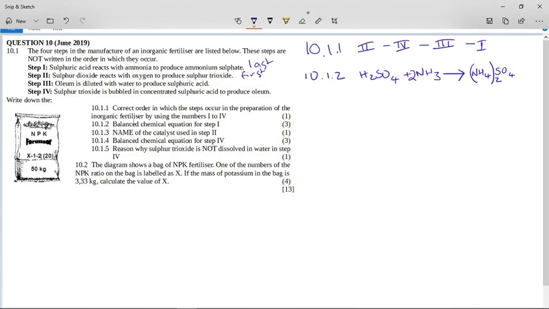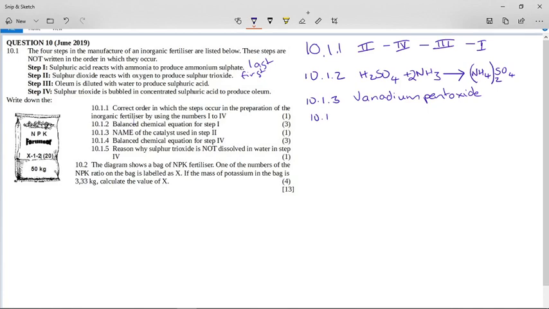If you weren't sure how to balance it, you can still get 2 of the 3 marks for showing me you know the reactants and showing me you know the correct chemical formula for the product. Now it says to name the catalyst used in step 2, which is when you make sulfur trioxide. You have to learn this. The catalyst is vanadium pentoxide, or sometimes they say vanadium(V) oxide, with the 5 in the little stock notation brackets.